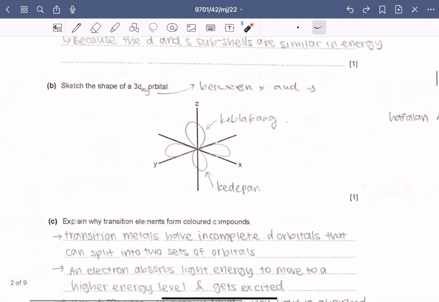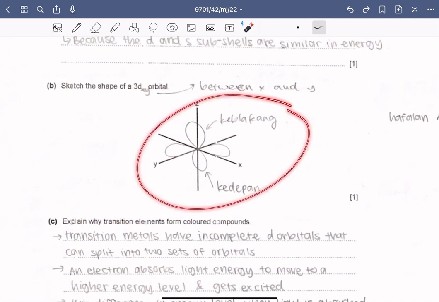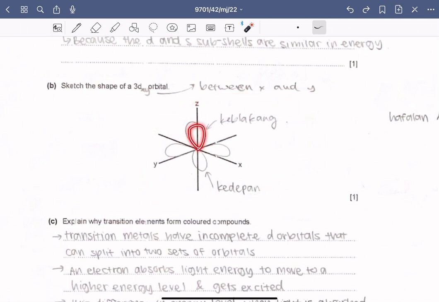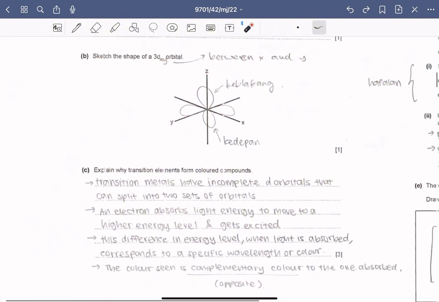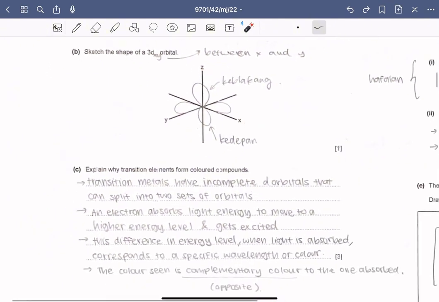Next, sketch the shape of a 3dxy orbital. This is actually memorizing, where it's a 3D structure. From the top view, it's actually like this. Like this from the top view, but then this is a 3D view, so this is actually towards the back of this vertical line. So this is how you would draw it. That's why it actually looks like it's in the middle of Z when it's not. None of the orbitals actually cut the axes.